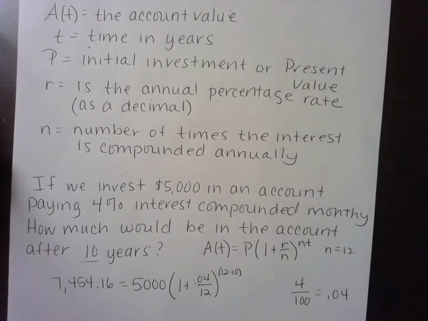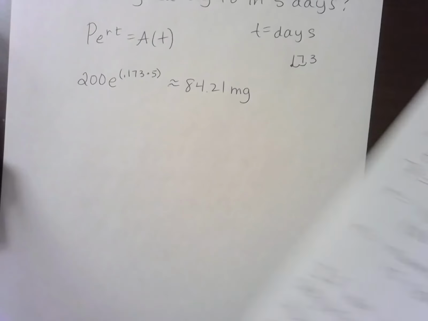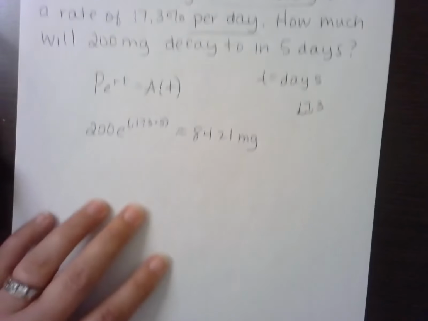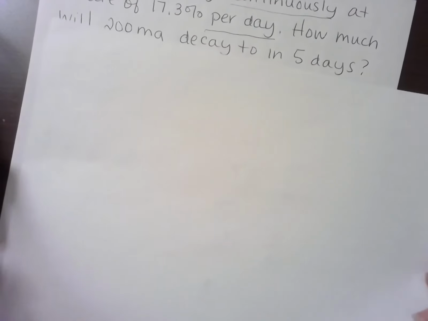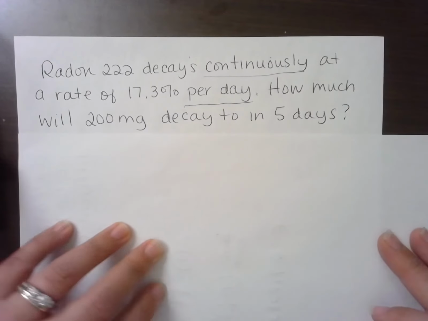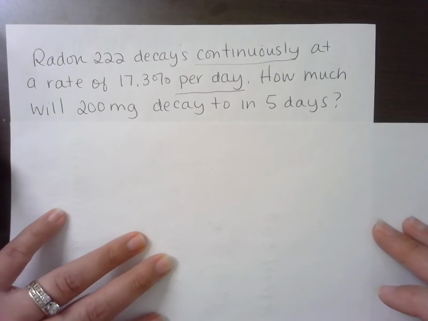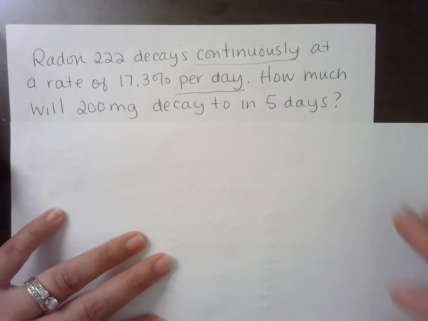Let's see, that's not it. Sorry. Okay, so we're going to look at this one here. This one we have a continuous decay this time. We have radon 222, which is decaying continuously at a rate of 17.3% per day, and we want to know how much 200 milligrams will decay to in 5 days.